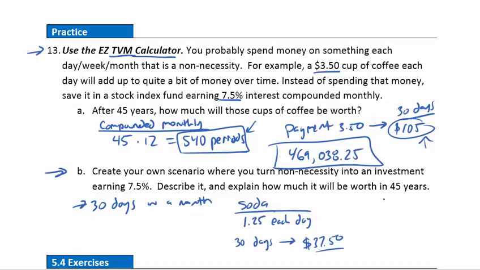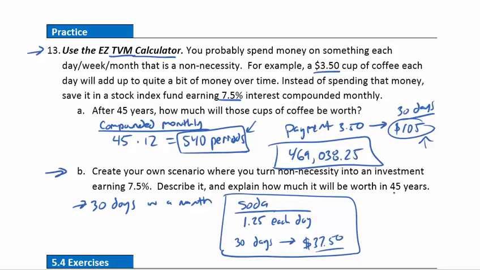Okay, so my kind of vice here is soda, and I like to drink soda. So I usually have one a day, and usually it costs me about $1.25 each day. So I'm figuring 30 days, that's going to be $37.50 each month. So let's see, I would enter on my TVM calculator, I'd say present value is zero. My payment for each month is going to be $37.50. The annual interest rate here again is 7.5.